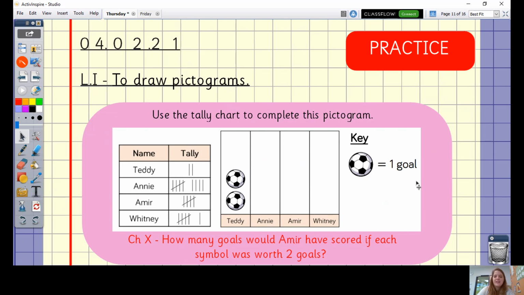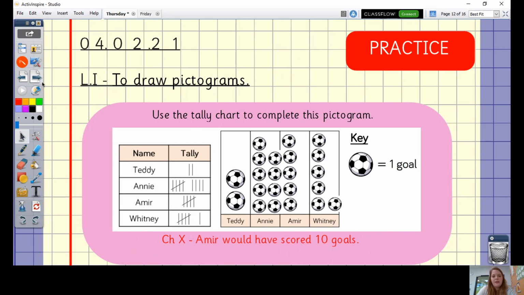Okay, so let's share our answers then. Hopefully you've had some time now to go through, complete the pictogram and maybe have a think about it as well. Okay, so here we are. So let's look at Annie to start with. So we can see Annie's tally of 5, add 4, which makes 9. So we've got those 9 footballs next to Annie. Then Amir has a tally of 5. So we have the 5 footballs. And then Whitney has a tally of 6. So we have the 6 footballs.